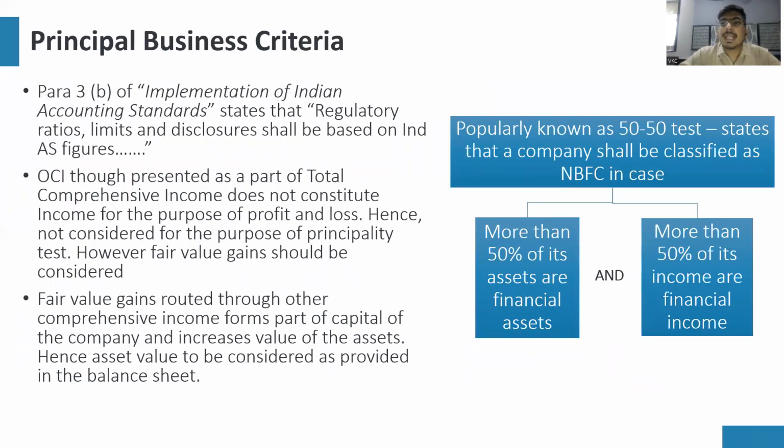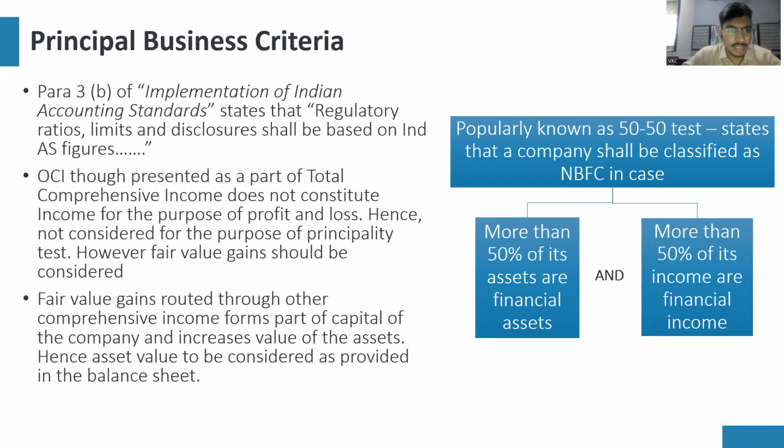Now we'll move ahead to compliances for NBFCs. Now, as most of you might be aware, for the purpose of NBFC definition, the RBI has given a definition that says that more than 50% of the assets are financial assets, and more than 50% of your income is financial income, then you're classified as an NBFC. Now, for the purpose of classification as an NBFC, your financial statements would contain both fair valuation gains and losses.